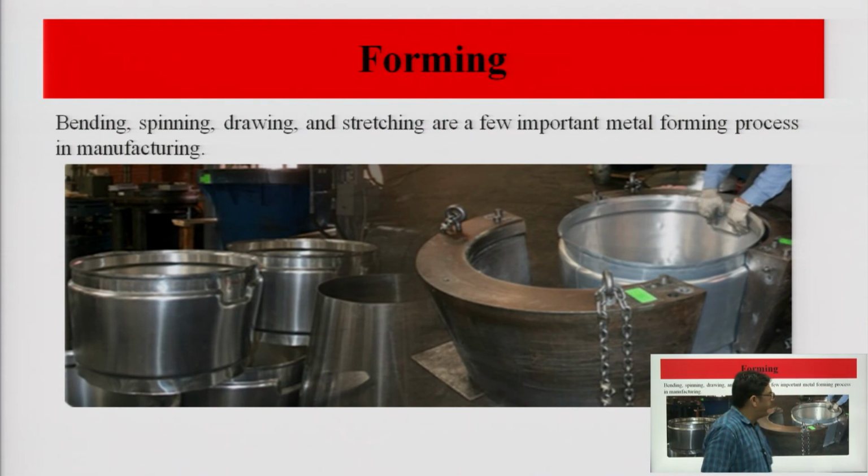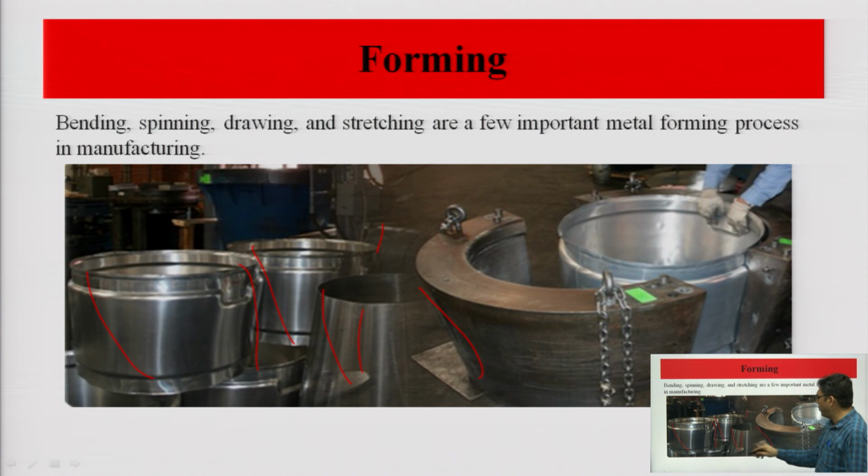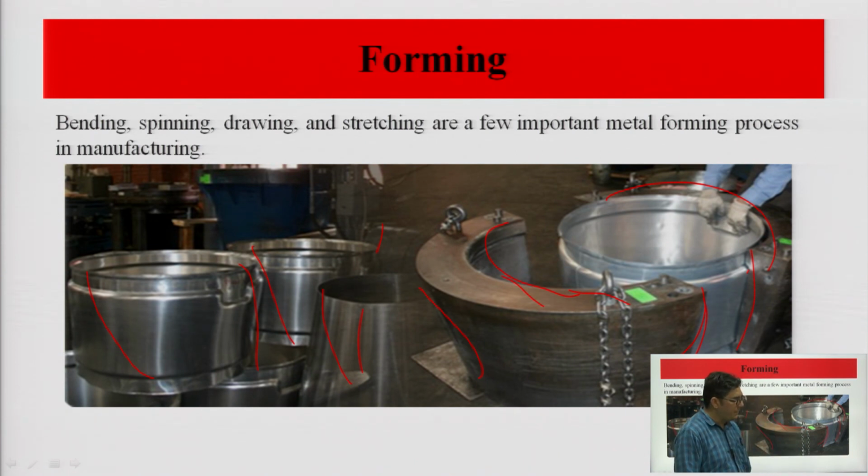Next, it is forming. Bending, spinning, drawing, and stretching are a few important metal forming processes. This is what I was discussing. These are the pots over here, and this is how we give them a shape. These frames are used to shape them. So, this is how these pots came into existence, and this is how manufacturing came into existence.